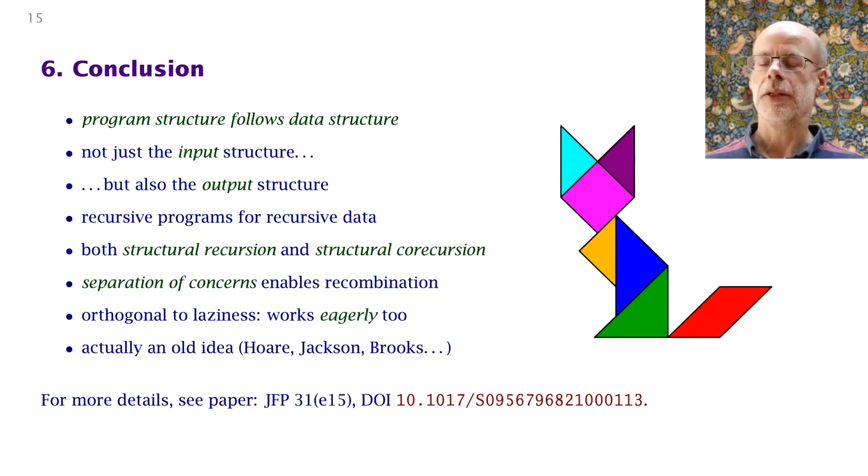And of course, what I've said is not new. It's all there really in the work from the 1970s by Tony Hoare and Michael Jackson and Fred Brooks and many others. There's more discussion and there are more examples in my paper, How to Design Co-Programs, which is in the Journal of Functional Programming.